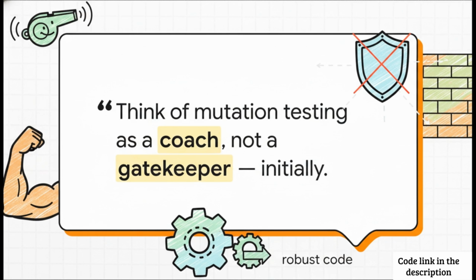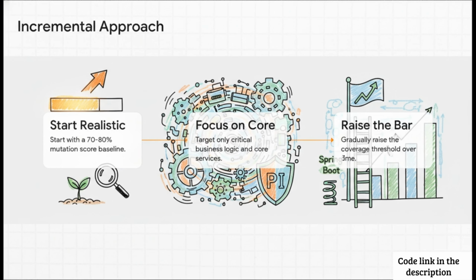Don't set it up to fail people's builds or block their pull requests. Use it as a teaching tool, something that helps everyone on the team see where their tests could be stronger. And please, whatever you do, do not aim for a 100% score right out of the gate. I promise you, that's just a recipe for frustration. A much better way is to take it step by step. Start with a realistic goal, something like 70 or 80% mutation coverage, and only apply it to your most important critical code. As the team gets more comfortable with it, then you can start raising that number over time.